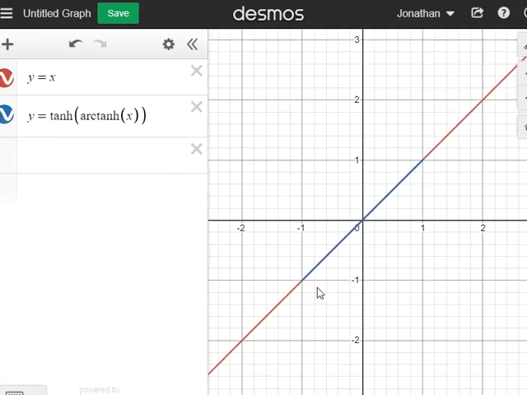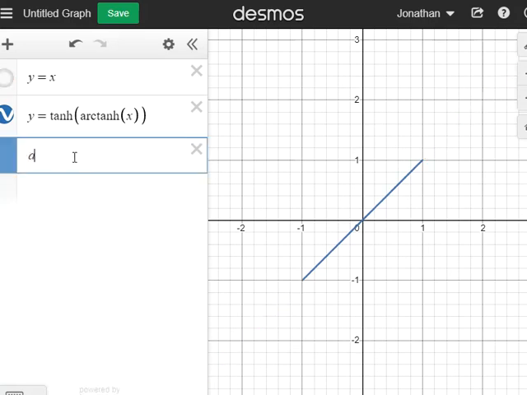The hyperbolic tanh has a domain of -1 to 1, while y equals x goes all the way from negative infinity to infinity. That is because if I put in something like an arctangent of 5, I get undefined, but 0.5 works out fine.